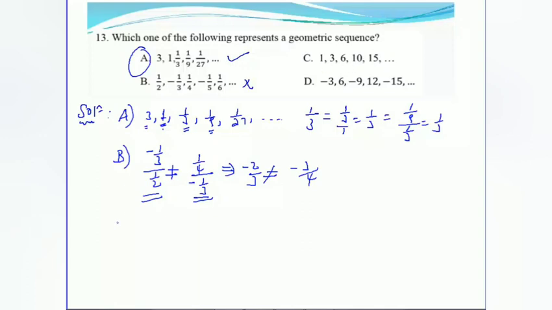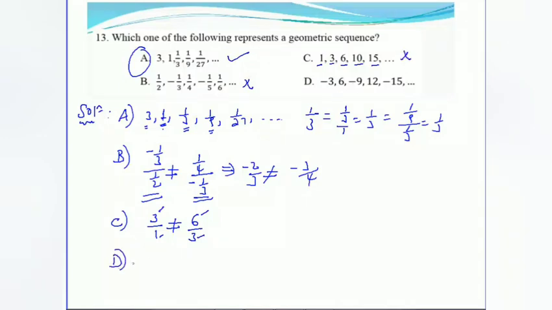You can also verify that the sequence in C is not geometric, because the second term over the first is different from the third term over the second. So this is the first term, this is second, third, fourth, fifth, and so on. So you don't need to check any other thing. The second over the first is 3, but the third over the second is 2. So this sequence does not have a common ratio, so this can't be a geometric sequence.